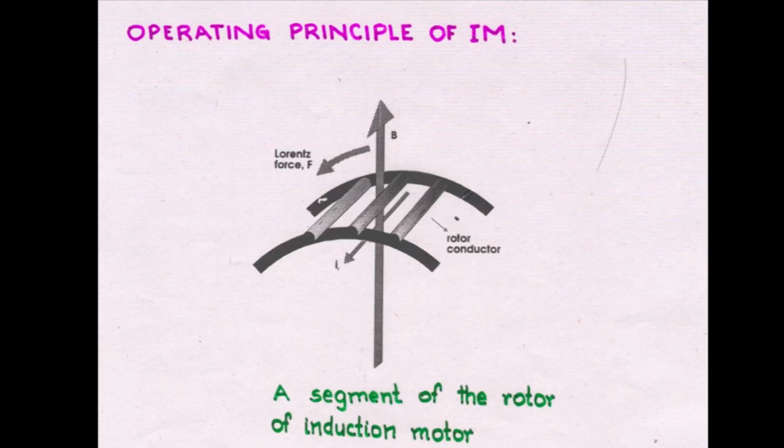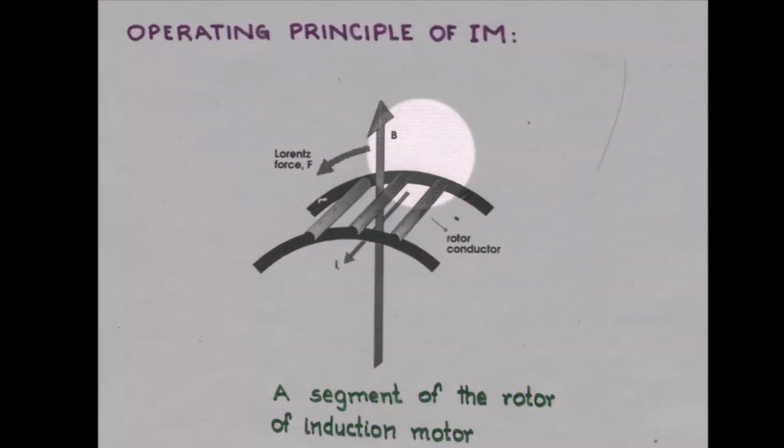Let us try to understand the induction motor, its operating principle, and use the model of the induction motor in simulation. So you see, this is a representative segment of the rotor. You have the rotor conductors here shorted on either side to form the squirrel cage.